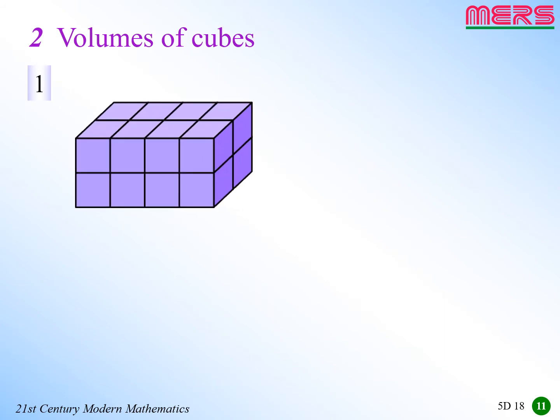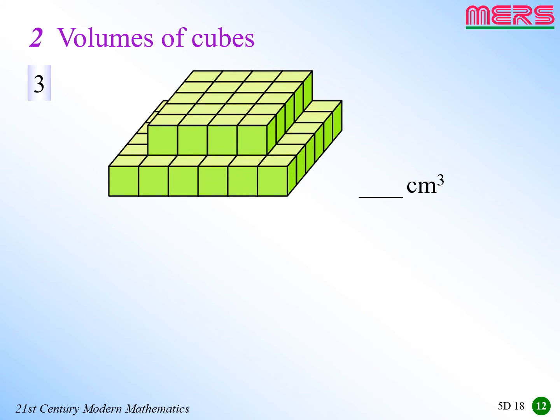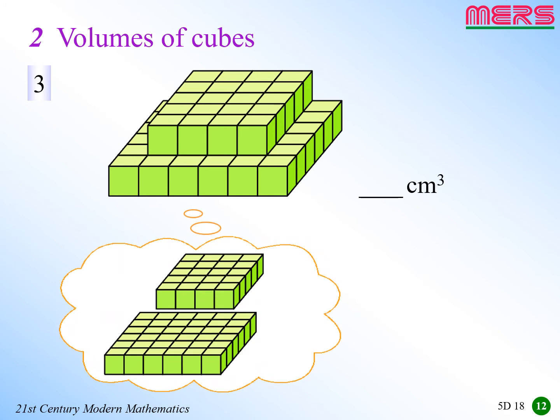Picture 1 is 16 cubic centimeters. Picture 2 is 12 cubic centimeters. Picture 3, it is 56 cubic centimeters. You can count by separating it into 2 layers. The underneath layer is 36 cubic centimeters and the top layer is 20 cubic centimeters. Adding together, it is 56 cubic centimeters.